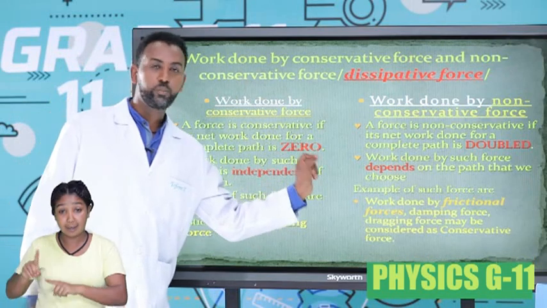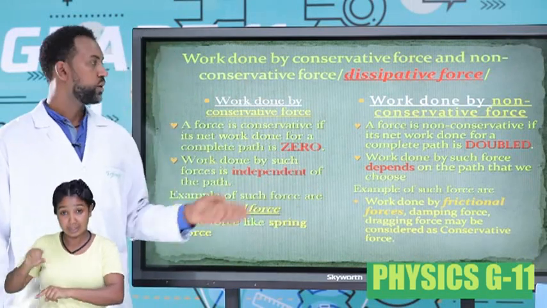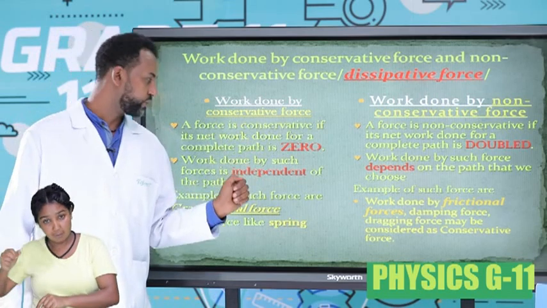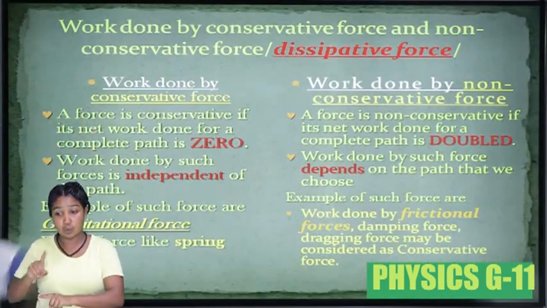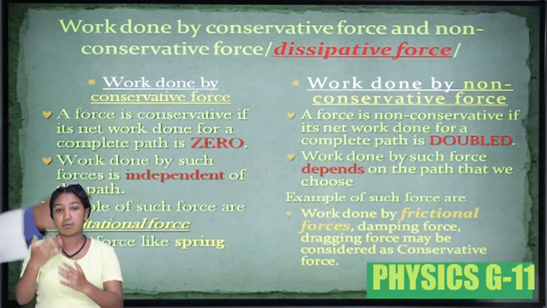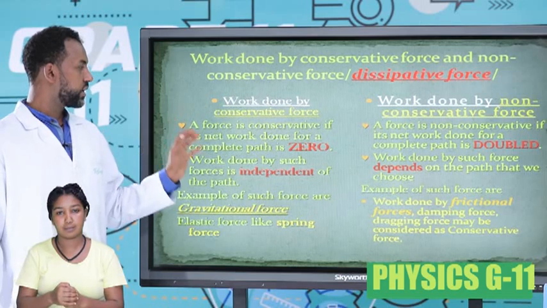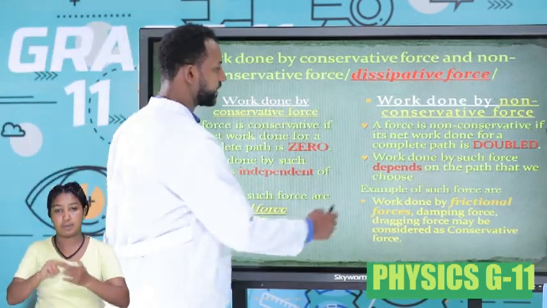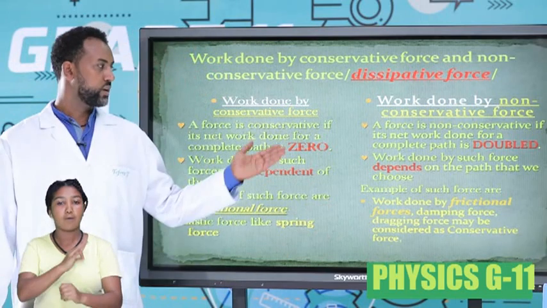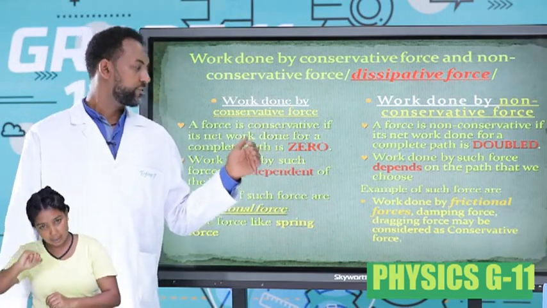and it depends on the path that we choose. Such forces are known as dissipative forces or non-conservative forces. Examples of conservative force are gravitational force and the work performed on a spring. The work done by such forces is conservative, and such forces are known as conservative forces. The other kind, non-conservative or dissipative forces, are frictional forces.